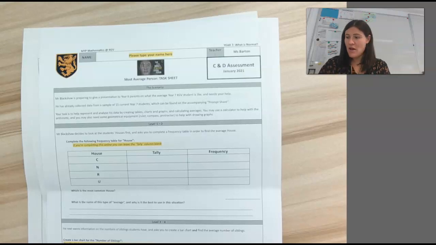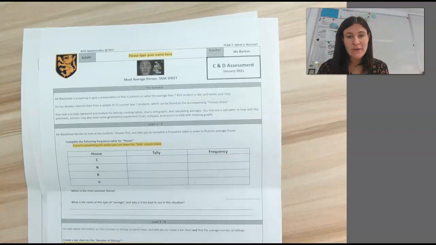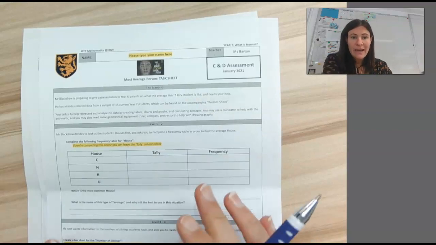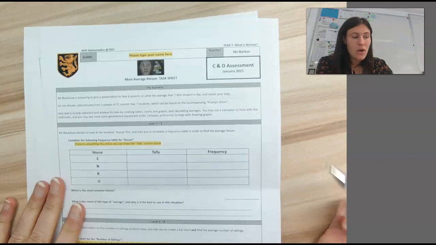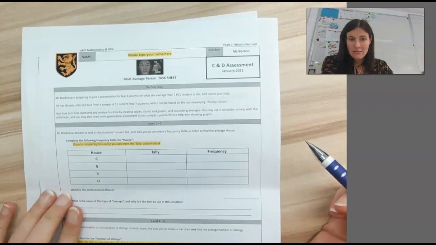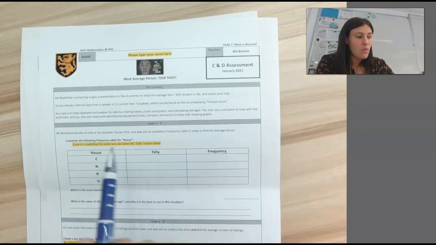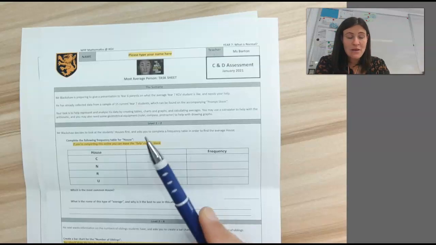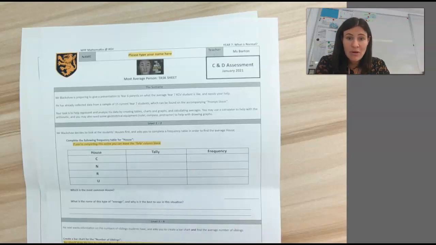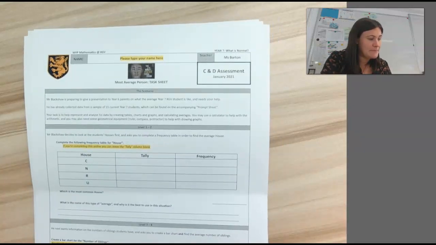Okay, hi Year 7. I'm going through the most average person task that you recently did. I'm going to go quite quickly, but you can at any point re-watch any sections that you need to, or pause and take your time. I would recommend having this available. It's a bit difficult for you to see here, so have the work that you did available for you to watch. And let's get going.